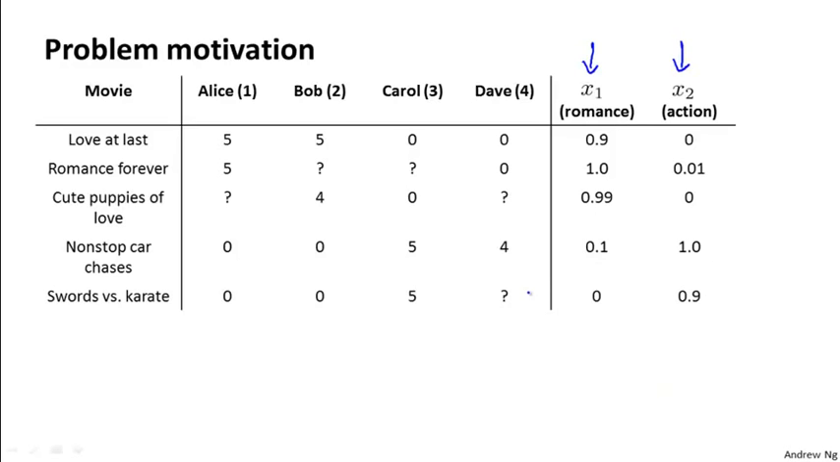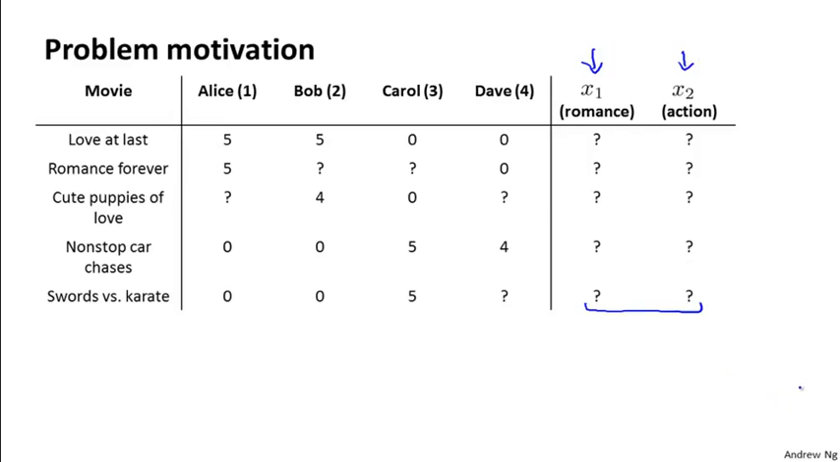So let's change the problem a bit and suppose that we have a data set where we do not know the values of these features. So we're given a data set of movies and of how the users rated them, but we have no idea how romantic each movie is, and we have no idea how action-packed each movie is. So I've replaced all of these things with question marks. But now let's make a slightly different assumption.